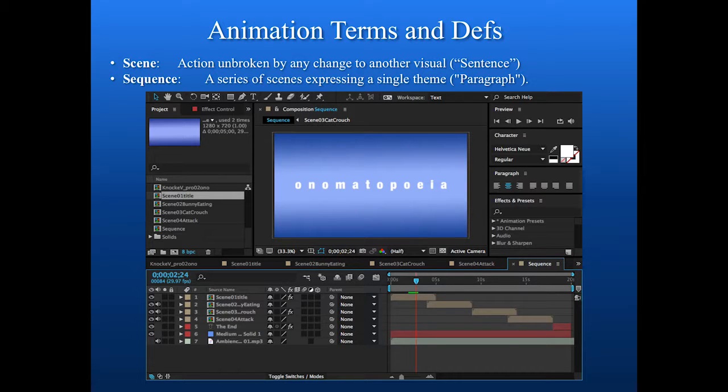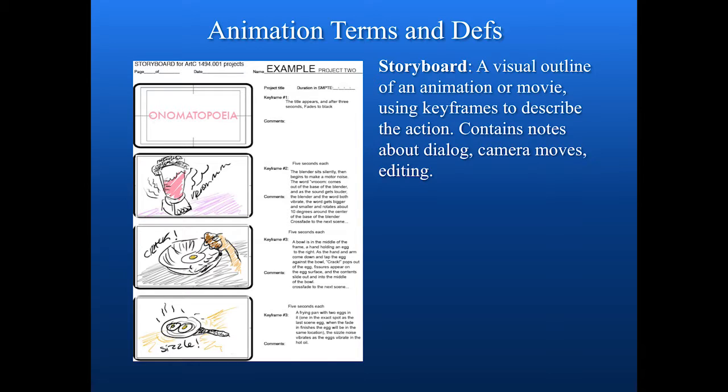A scene is action unbroken by any change to another visual, which, if you were talking about grammar, like in a language, you would call it a sentence. A sequence is a series of scenes that are expressing a single theme, which is analogous to a paragraph in grammar.